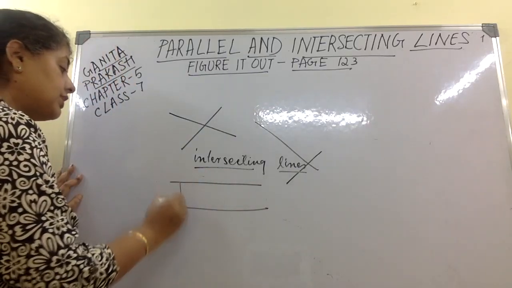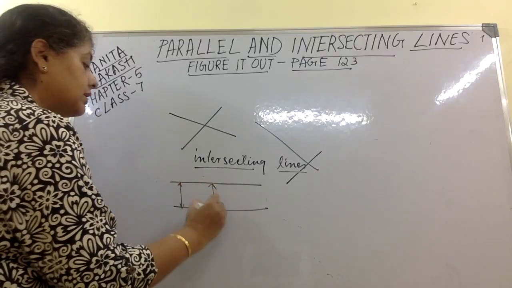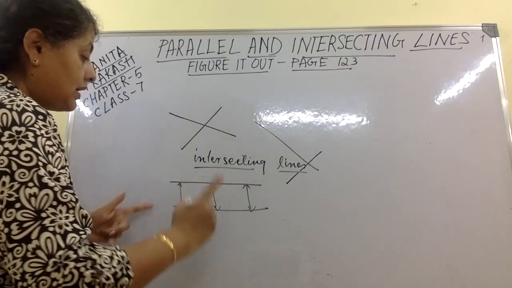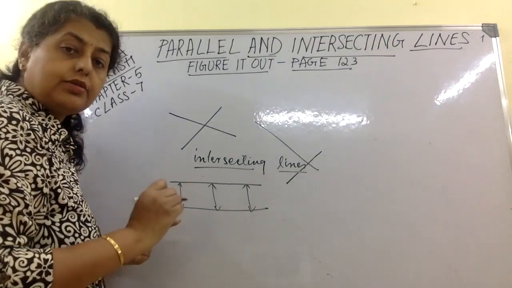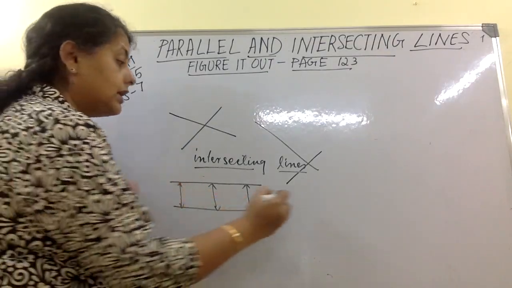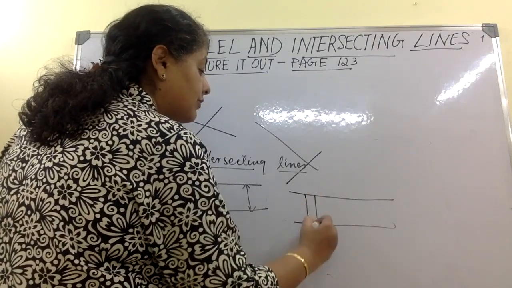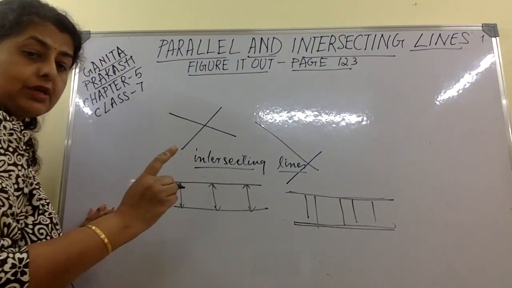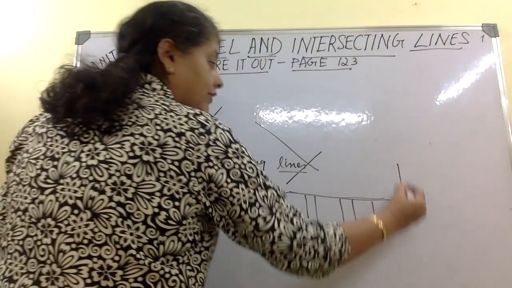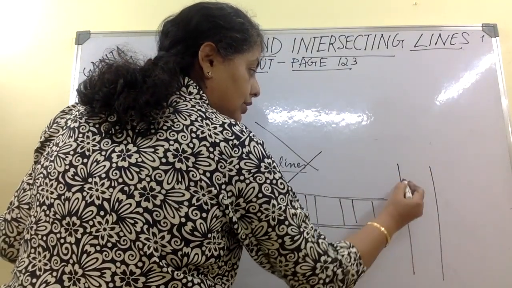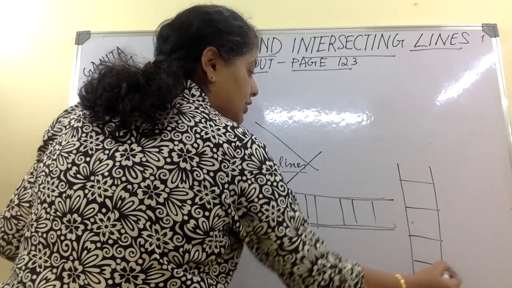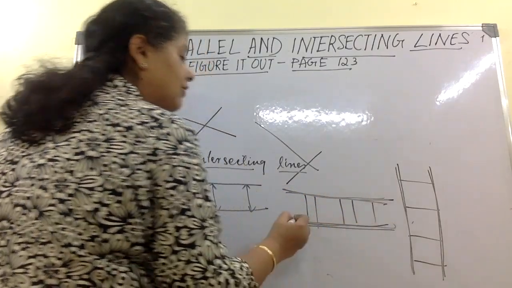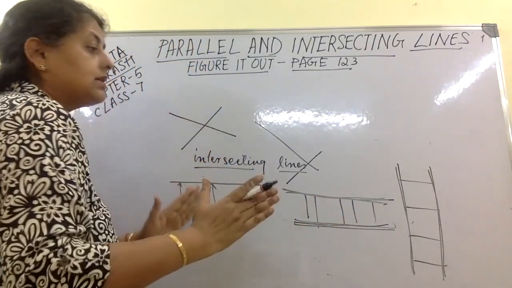So the distance between the two lines will always remain the same. These are parallel lines. Now what do you understand by parallel lines? Parallel lines are the ones like the railway track. The railway line is like this, so these two lines are parallel. Another example of parallel lines is a ladder. When you have a ladder, these two sides are parallel, and then you have the steps where you put your foot. In a railway line, these two are parallel. Why? Because the distance between them is constantly the same.